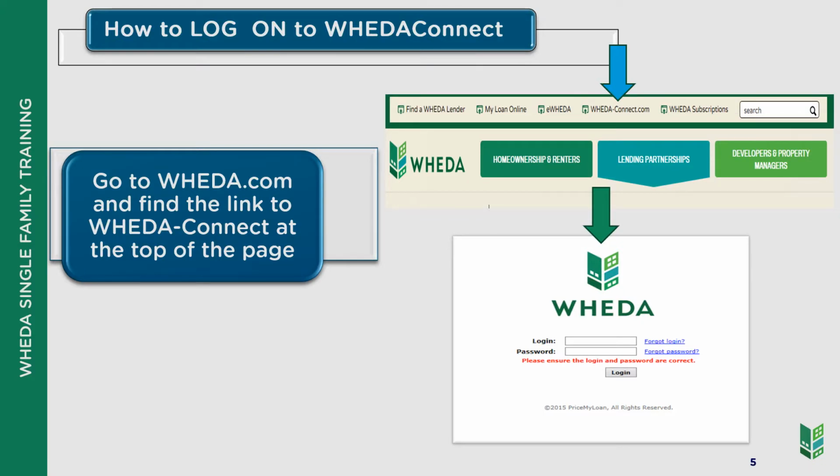To log in to WHEDA Connect, you would go to www.wheda.com and find the link for WHEDA Connect at the top of the page. Click on the link and input your username and password. The DA's username and temporary password will be issued by WHEDA upon lender approval.